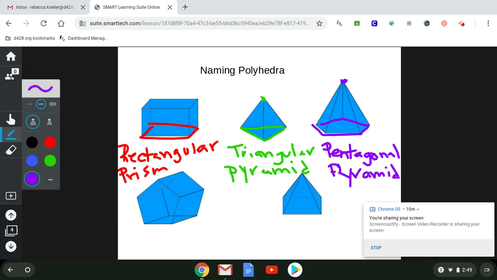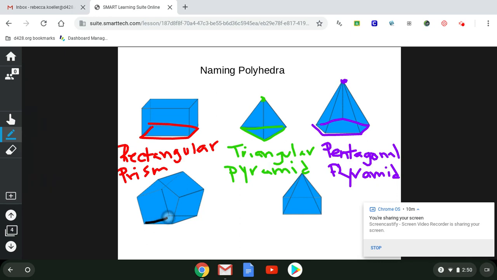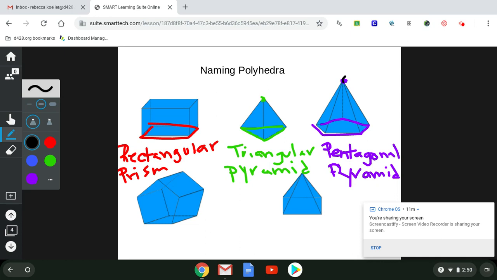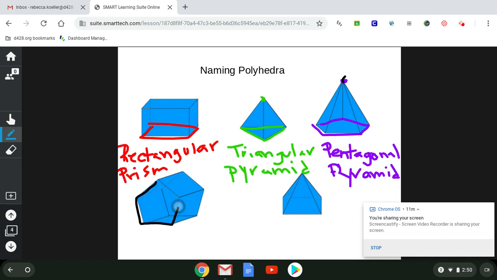All right, and next, now this cannot be my base. The reason this can't be my base is because if I move it up, it neither comes to a point or is an equal base. Because it doesn't come to a point. If you look here, it actually comes to an edge. It's different than here. So that's how I know that that rectangle on the bottom is not my base. But if I take a look here, I have a pentagon. And if I move it through this way, these two pentagons are going to be my bases, and they're congruent. So this is a pentagonal prism.